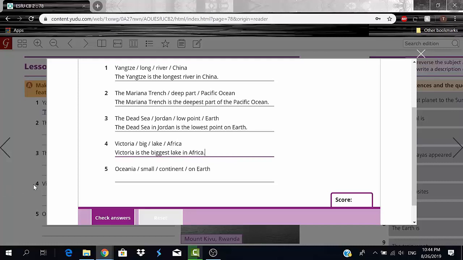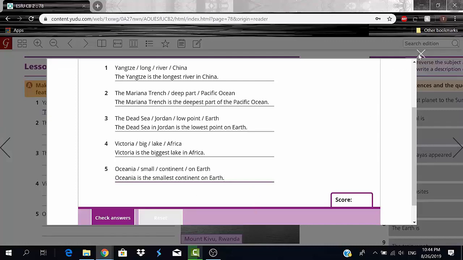Okay, and finally we have number 5, Oceania, small, continent, Earth. So for that, we'll say Oceania is the smallest continent on Earth. Okay, you guys, let me write that down. So Oceania is the smallest continent on Earth.